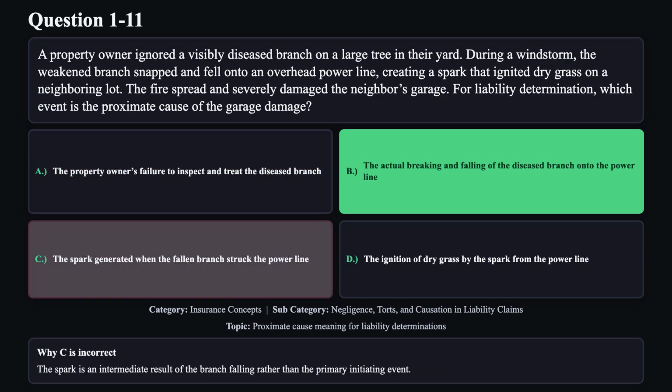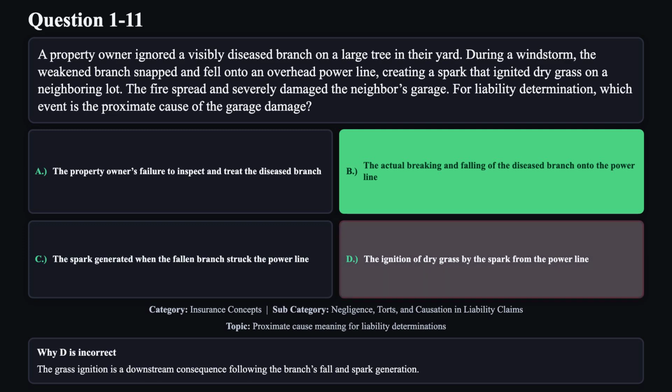Reason C is not correct. The spark is an intermediate result of the branch falling rather than the primary initiating event. Reason D is not correct. The grass ignition is a downstream consequence following the branch's fall and spark generation.